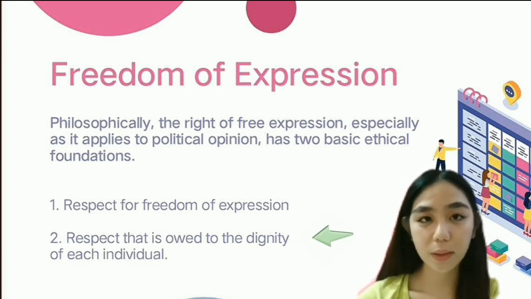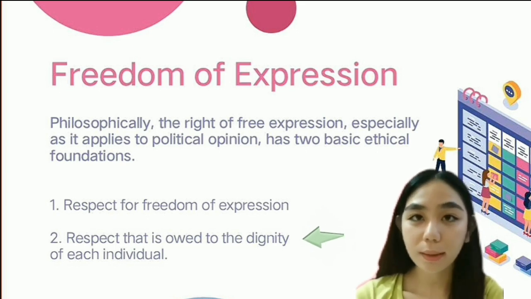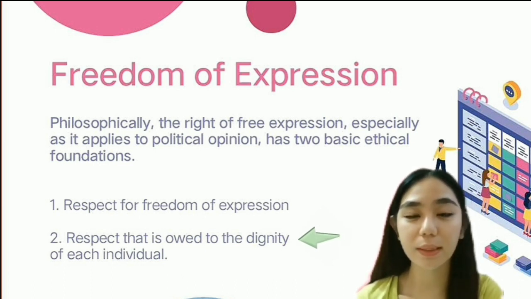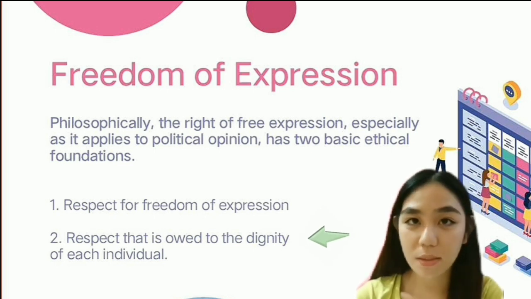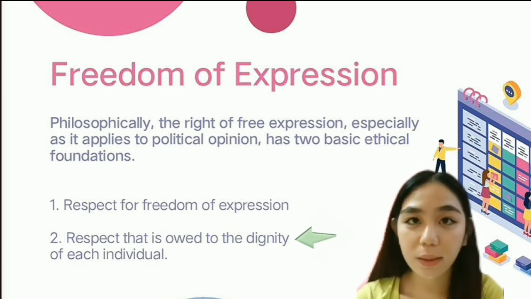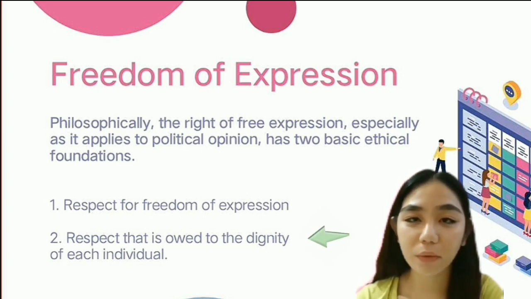The second basic ethical foundation is respect that is owed to the dignity of each individual. Dignity and respect are probably the most important values to live by on a daily basis. First impressions are everything. Without respect, there is no dignity. As we've seen on television and through our day-to-day jobs or education facilities, the rich and the poor, the educated and uneducated, the youth and elderly, the boy and the girl, the soldier and civilian, etc.